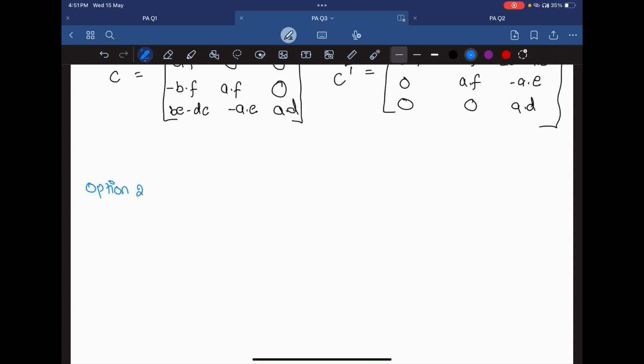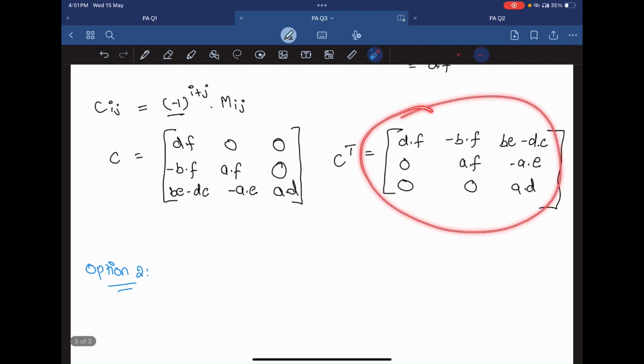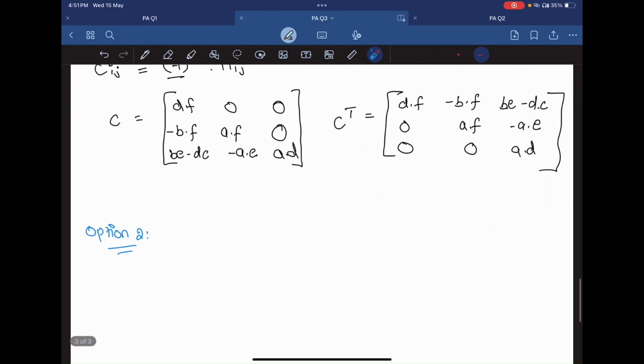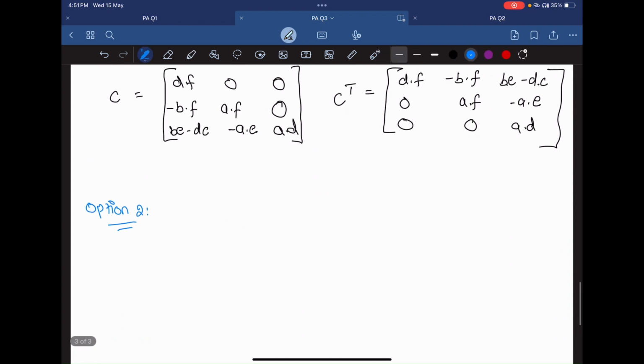Option 2. Now we take this matrix as our adjoint of matrix A, and we have taken A to be our upper triangular matrix. So simply A inverse would be adjoint of A divided by determinant of A. Our adjoint of A was an upper triangular matrix. If we are going to divide it by some determinant, then again it will be an upper triangular matrix.